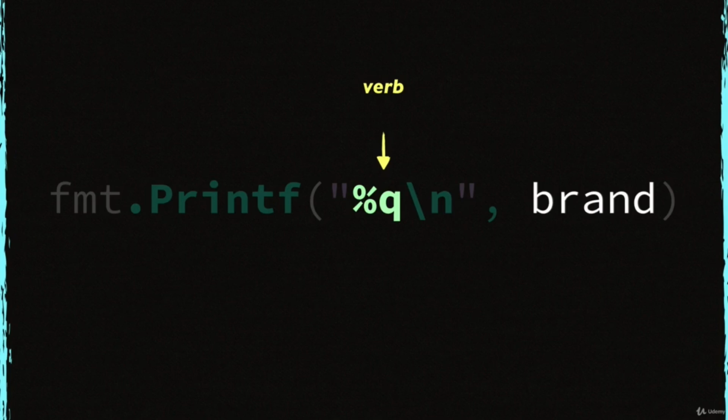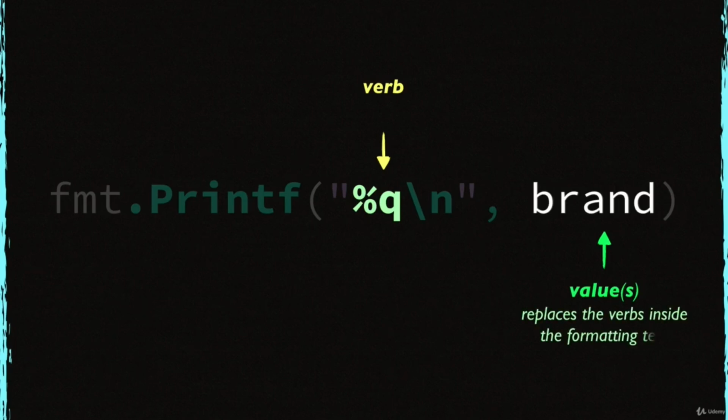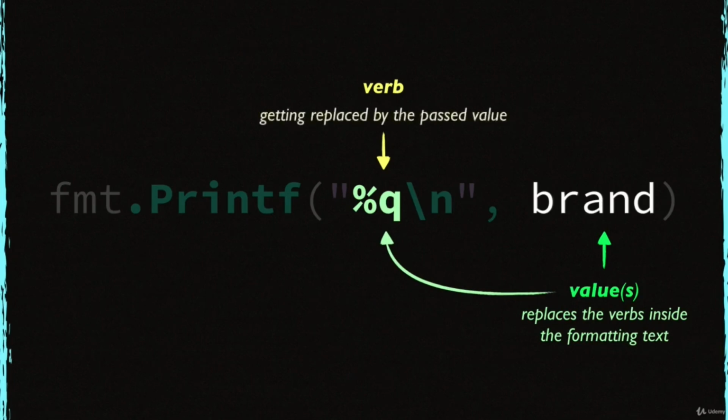There are a lot of verbs that you can use with printf. Q is only one of them. And throughout the course, I'll introduce more verbs. By the way, you can use as many verbs as you want. Here I'm using only one verb. That's why I'm passing only the brand variable to printf. That is because printf replaces the verbs with the passed values. So here printf replaces the %q verb with the value of the brand variable. If there were more verbs, then I would need to pass more values.